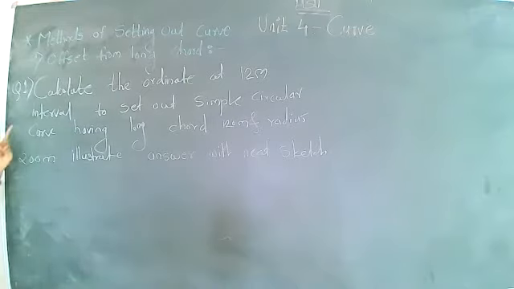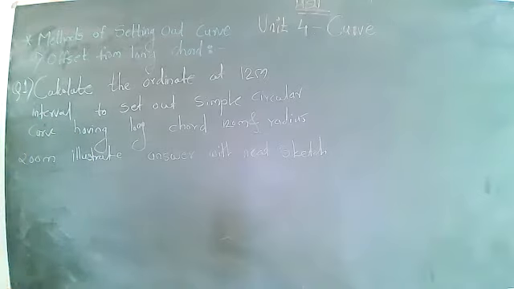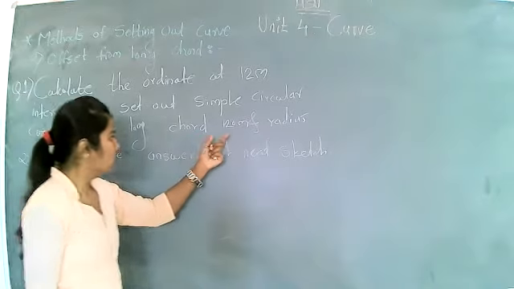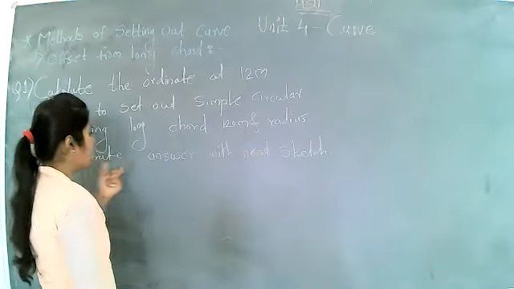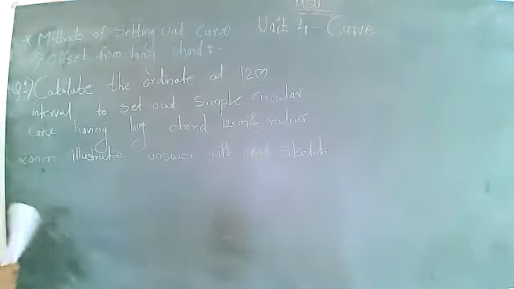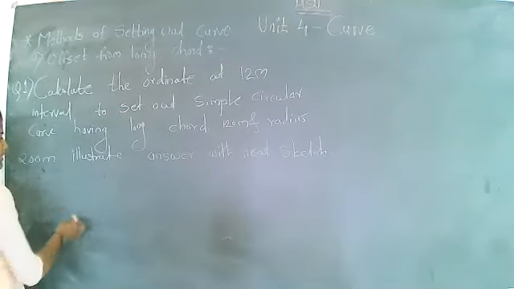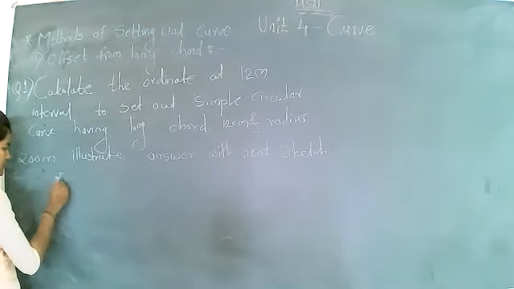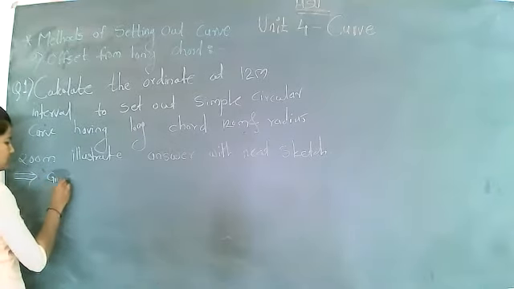The given numerical is: calculate the ordinates at a 12-meter interval to set out the simple circular curve having a long chord of 120 meter and a radius of 200 meter. Illustrate the answer with a neat sketch. Here the interval of ordinates is given, that is 12 meter. So firstly we write down the given data.